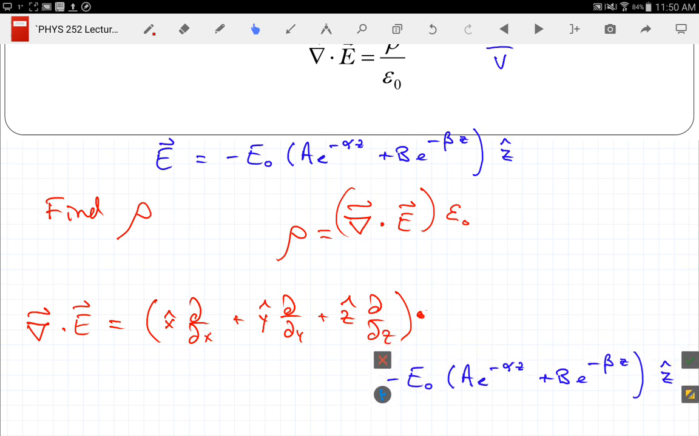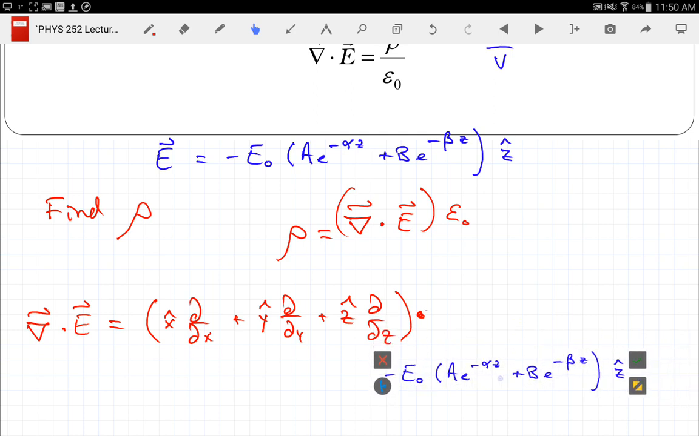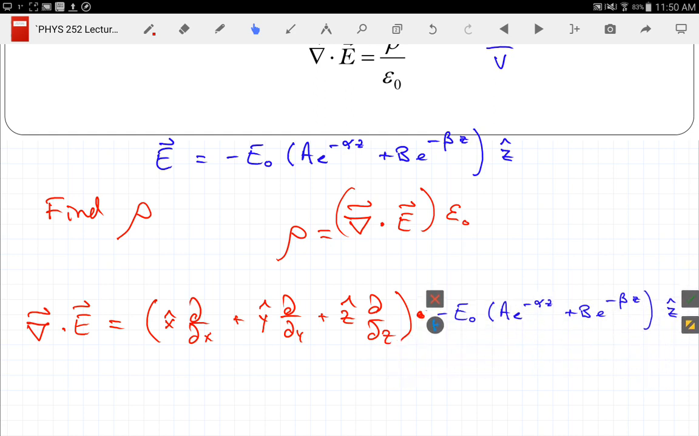Plan B. Look, plenty of room. Okay, so I'm dotting this. I'm going to put a parenthesis around the entire thing so we don't lose track of the minus sign.